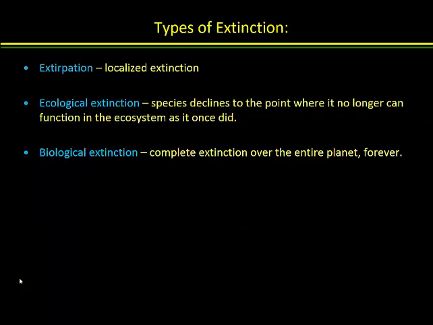Extirpation is the term for localized extinction. So if the yellow-shafted flicker, the bird in the previous slide, were to disappear from Alabama but still be found in Mississippi, we would say that the bird is extirpated from Alabama.